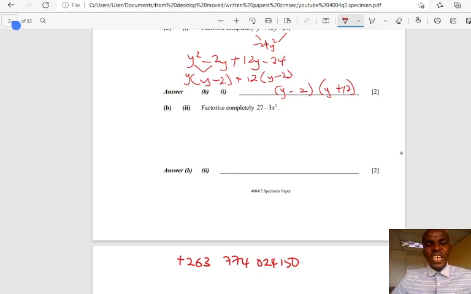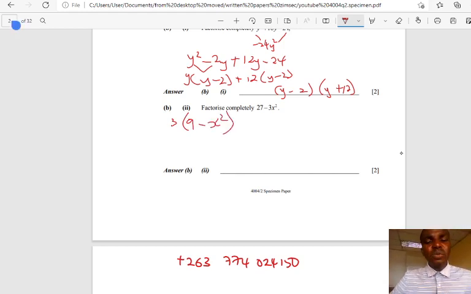Then part b, item 2: factorize completely 27 minus 3x squared. In all factorizations, please, first consider the common factor. If there's a common factor on both values, the first thing is to factor out that common factor. In this case, the common factor of 27 and 3 is 3. So first factor out 3. So it will be 3 times 9 minus x squared.